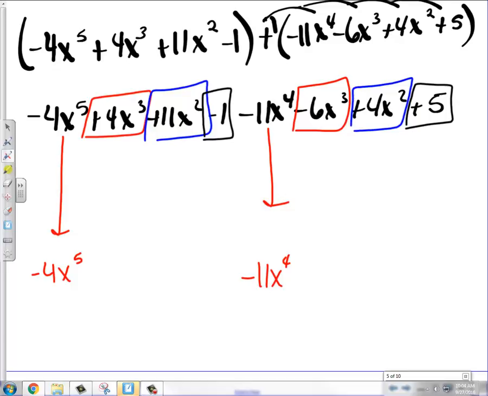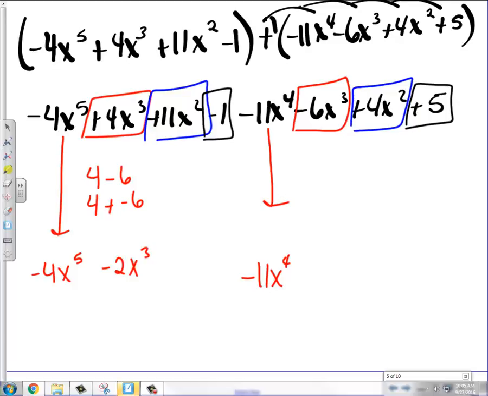Okay, all right, so from here I need to work with the red boxes, blue boxes, and black boxes all separately. So x to the third is going to be a part of my answer, so I'm going to bring it down. I have 4 minus 6. That could be rewritten to be an addition problem. Give the sign, change the sign of the guy that follows. Signs are different. Subtract and take the sign of the bigger number. So I get negative 2x to the third.